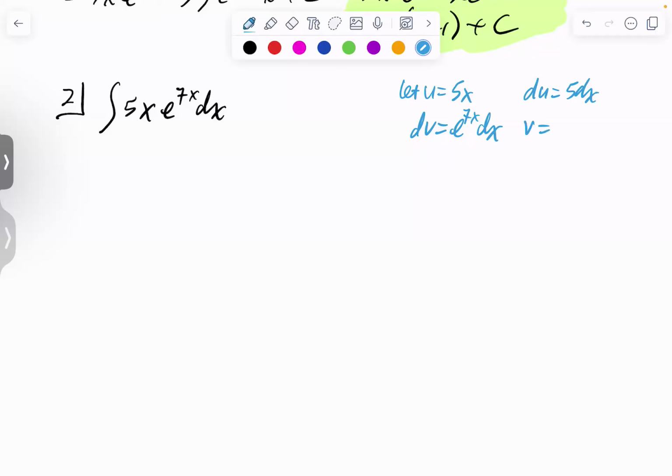Now, I need to go off to the side here. The integral of e to the 7x, I need to do a substitution, and I'm going to let t instead of u, because there's too many u's here. So I'm going to let t be 7x, which means dt is 7 dx.